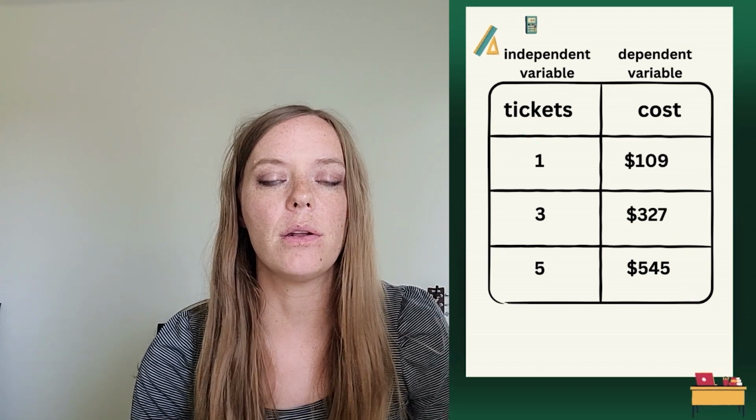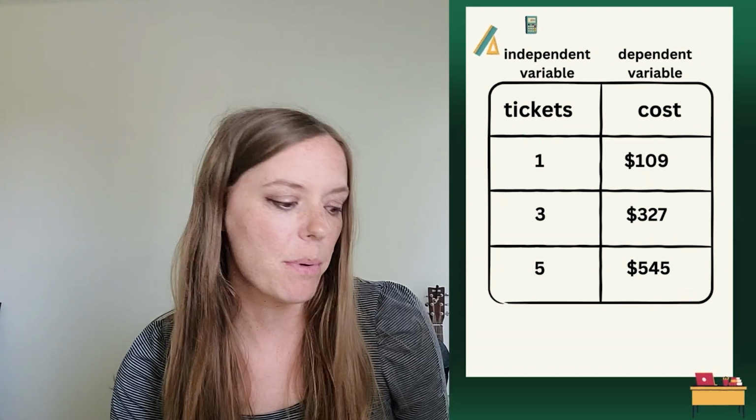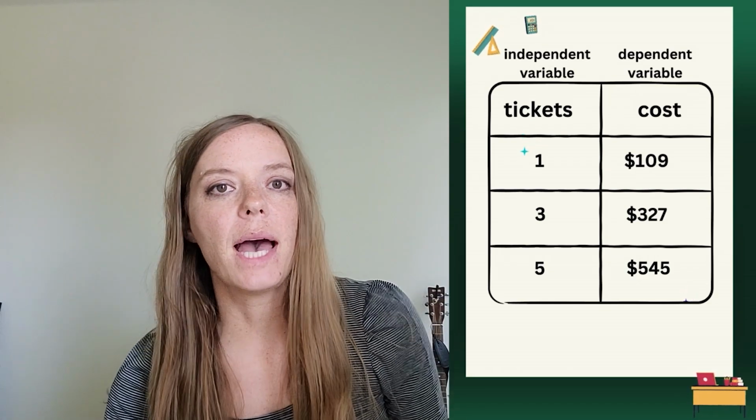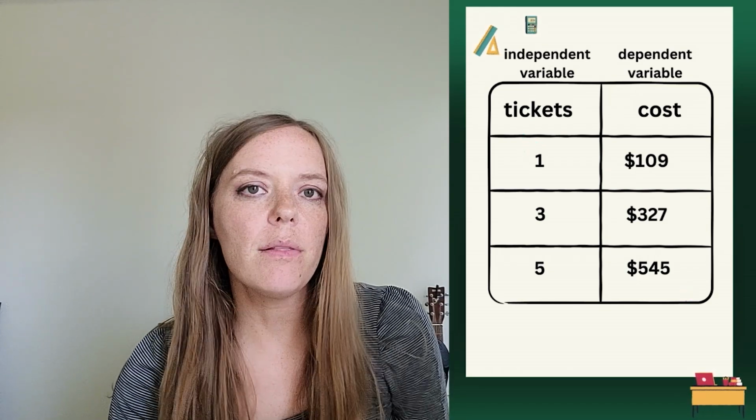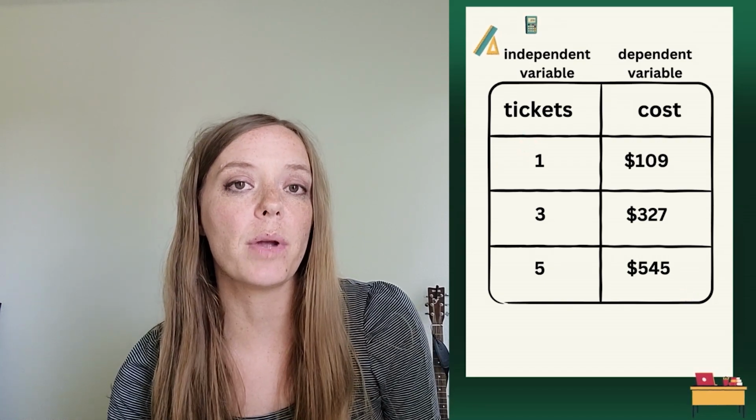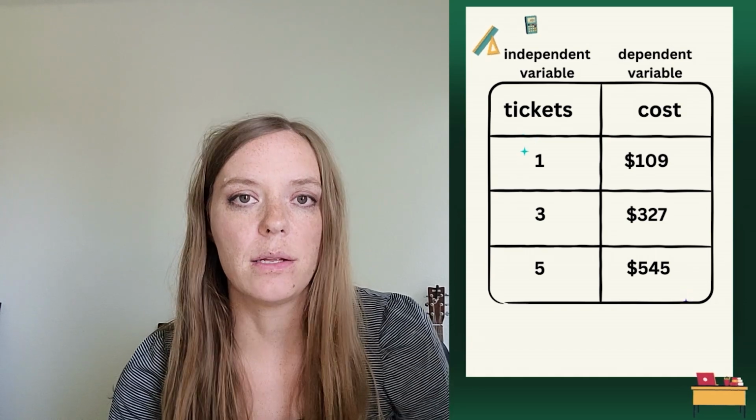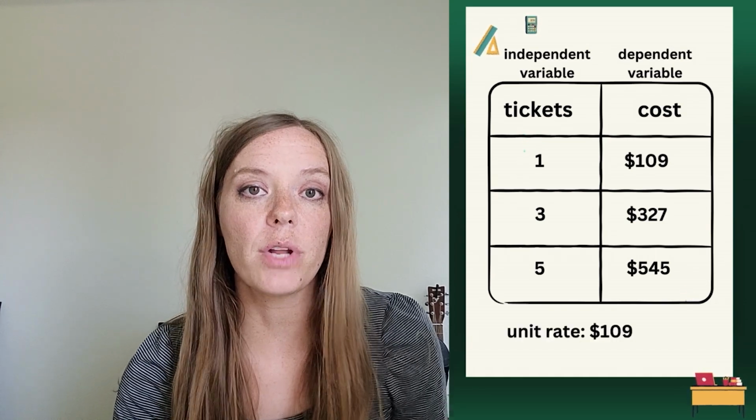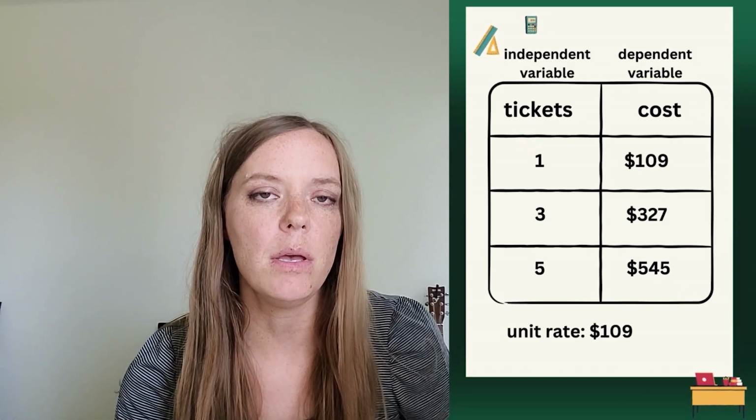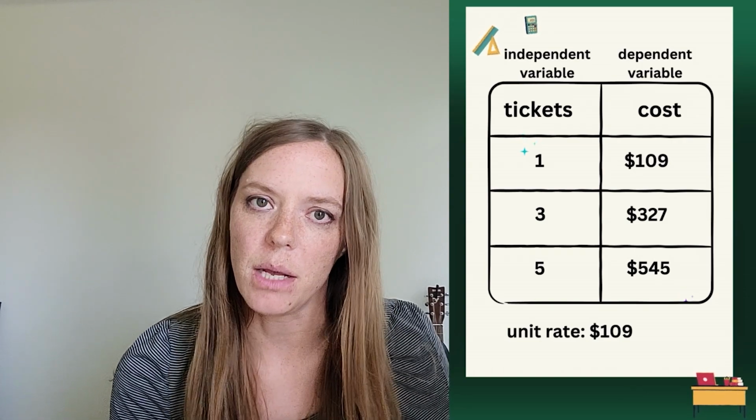So if I buy seven tickets, it's going to be more expensive. If I buy two tickets, it's going to be less expensive. So that is my dependent variable. So now let's figure out that constant ratio or unit rate. So how much does it cost for one ticket? Yeah, $109. Now let's see if that pattern is the same in our three ticket and our five ticket example.